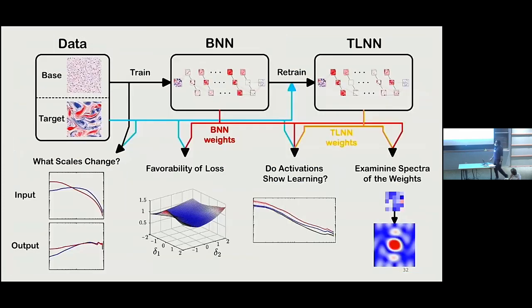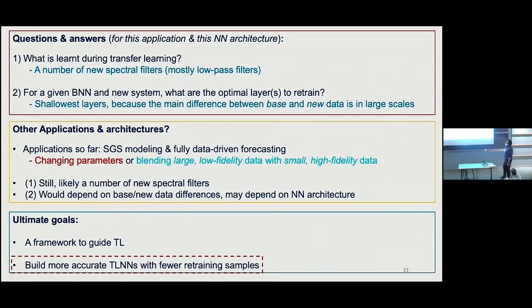I'm not going to go through the details, but the framework starts by first looking at how the spectra of the data changes in the input and output, and also by calculating this loss landscape, which is actually pretty straightforward to do. So even before spending time looking at all the layers, putting these two together can provide a lot of information on what you can do. Anyway, I'll put this here, and I'm looking forward to your questions.